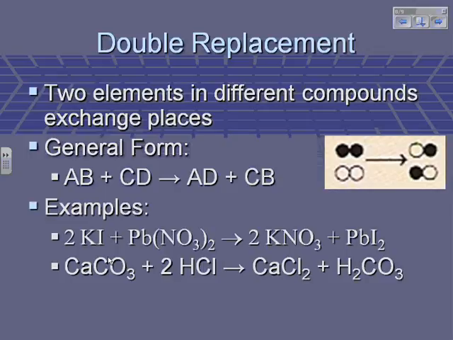So for this one, you're looking at two compounds, right? Potassium iodide, ionic compound, lead nitrate, another ionic compound. The potassium goes in and changes places with lead. So now it forms a compound with the nitrate, potassium nitrate. The lead trades places with the potassium, and it forms a compound with iodine, lead iodide.